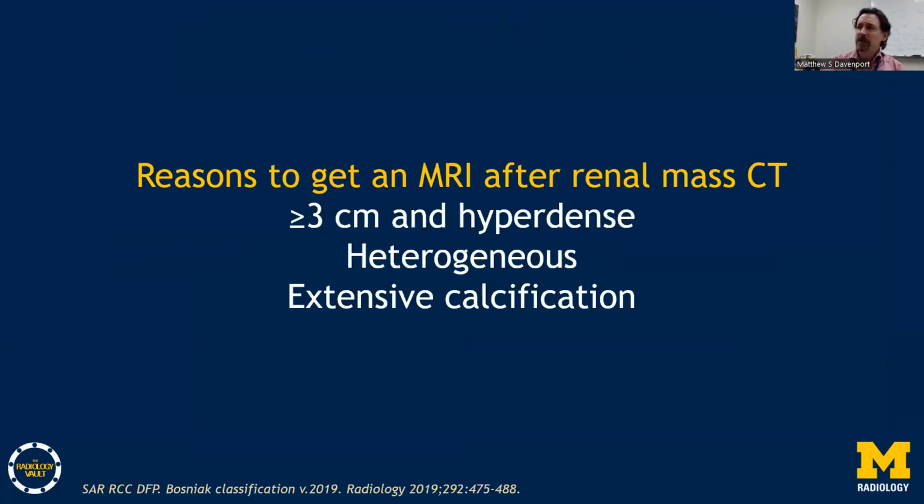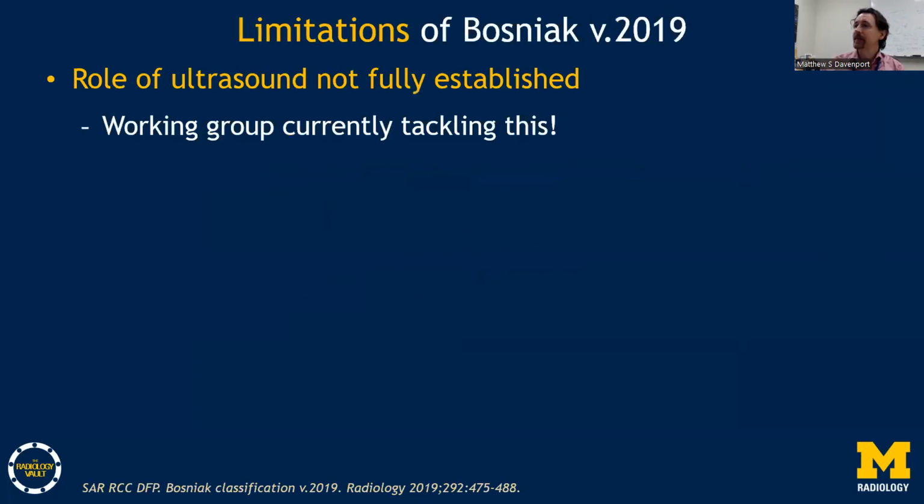So there are 3 reasons to get an MRI after a renal mass protocol CT. If it's 3 centimeters or more and hyperdense, or it's heterogeneous, or there's so much calcification you can't evaluate whether the findings are enhancing or not. And the example I just showed is an example of a heterogeneous mass.